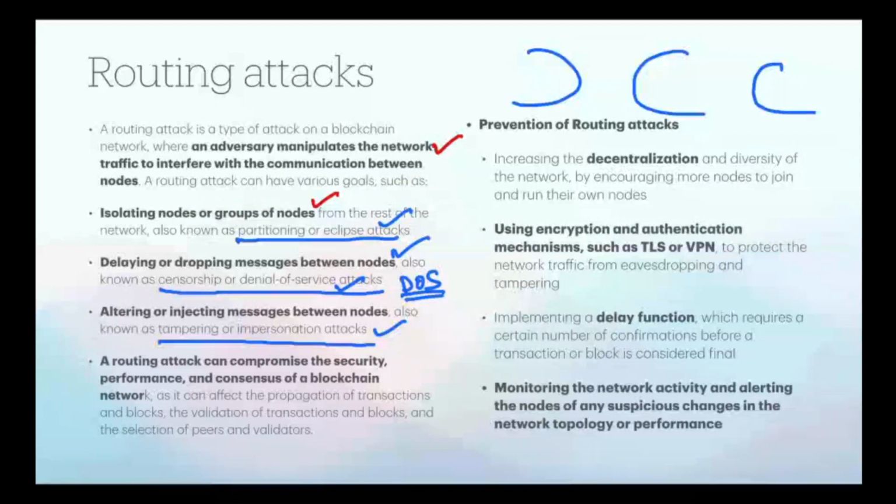Then a routing attack can compromise the security, performance, and consensus of a blockchain network, as it can affect the propagation of transactions and blocks. So the routing attacks will be tampering with the entire chain.